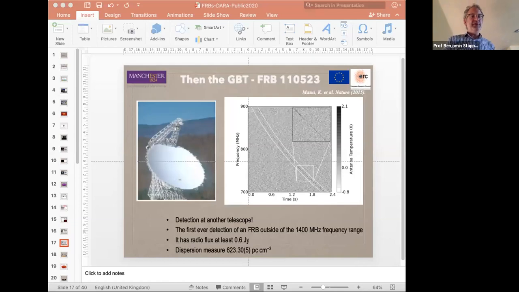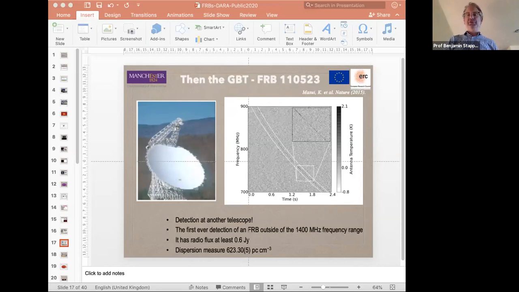So Albert has asked, how many FRBs need to be localized to model the matter in the intergalactic medium? That's a very good question. It's very hard to know because, of course, the volume is enormous. So simulations have been done that suggest that you need a few thousands of FRBs to be able to do this, and they have to be all well localized, although there are some people who are arguing you can do it statistically without knowing where they all are exactly.